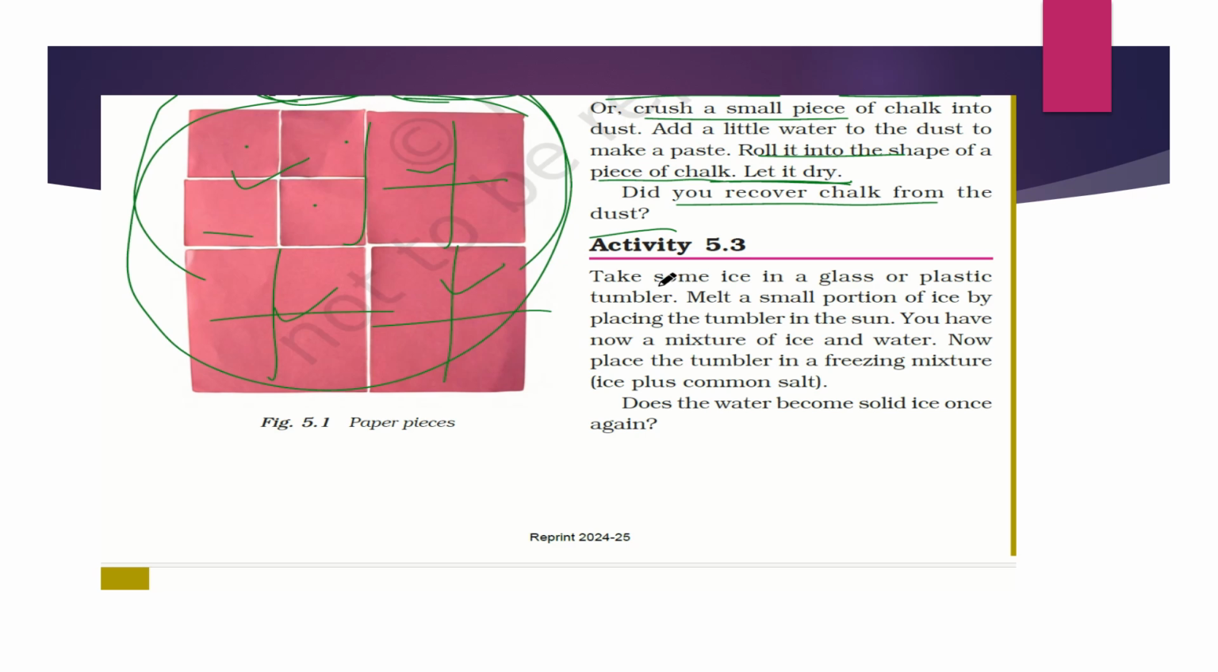Now take some ice in a glass or a plastic tumbler and melt a small portion of the ice by placing the tumbler in the sun. Now you have a mixture of ice and water. Now place the tumbler in a freezing mixture, or you can put the tumbler inside a small pot and place that pot inside the freezer as well. So does the water become solid? You are getting solid ice once again. So the ice which was transforming to water has regained its form of ice when you freeze that water again, right?